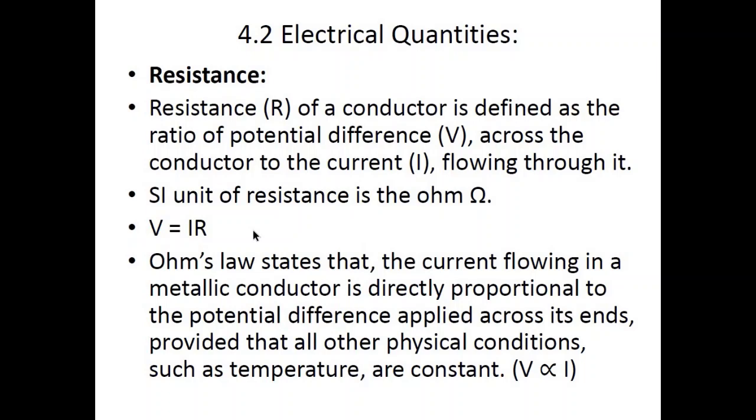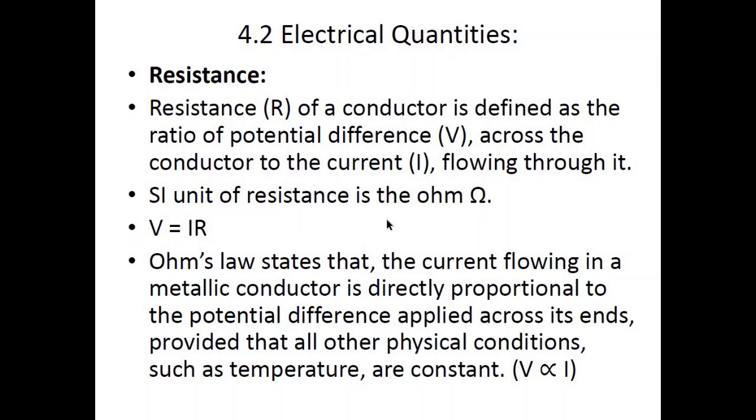Resistance. Resistance of a conductor is defined as the ratio of potential difference across the conductor to the current flowing through it. It means resistance is V divided by I. The SI unit of resistance is known as ohm, and the symbol for ohm is the omega symbol of Greek, and we usually connect it with the formula V equals IR.